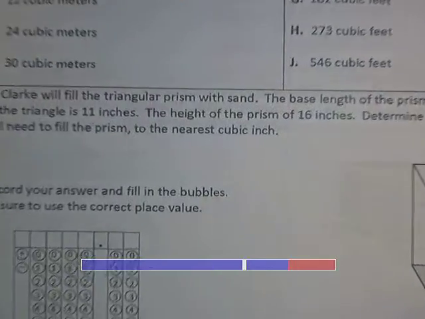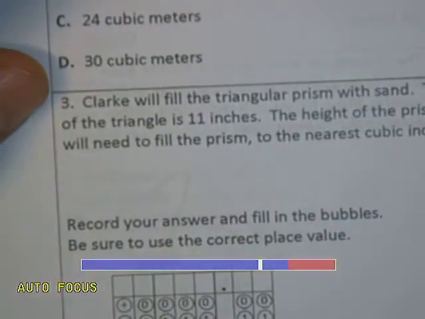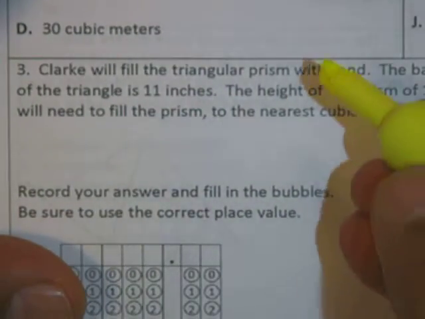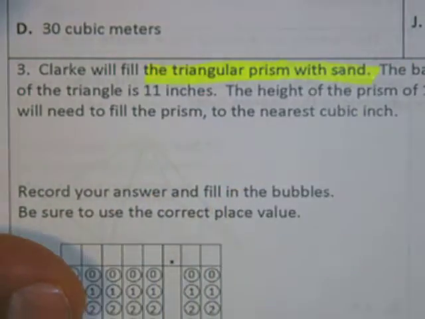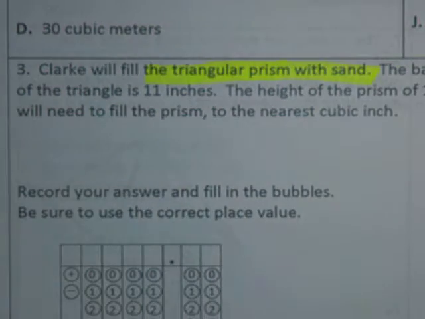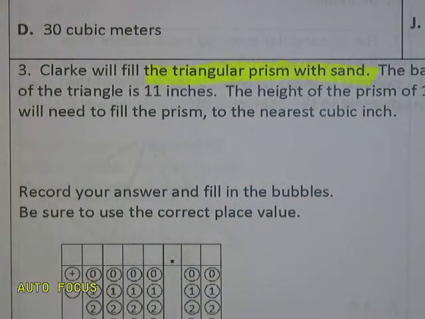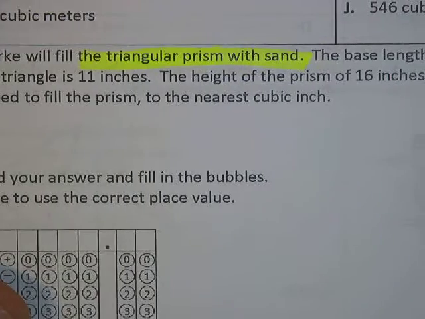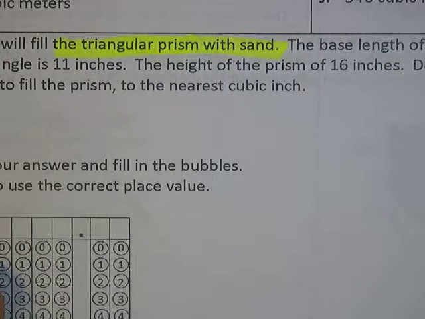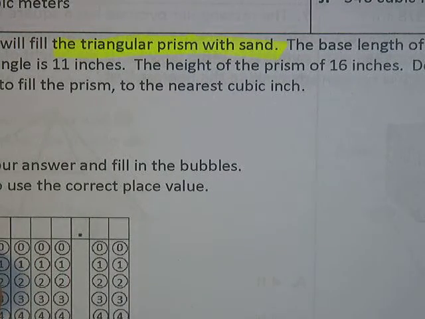Alright, so let's go to number 3 there. First of all, you have to figure out the figure that you have, or maybe it'll tell you. And in this case it does. Look, it says there, Clark will fill the triangular prism with sand. So write that, triangular prism.